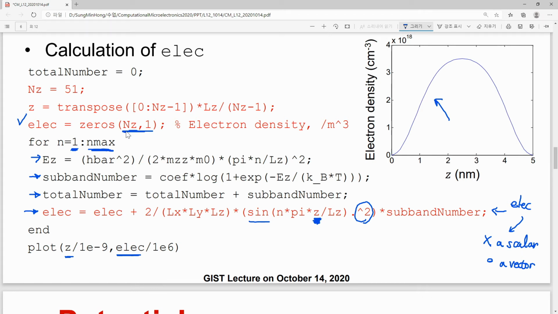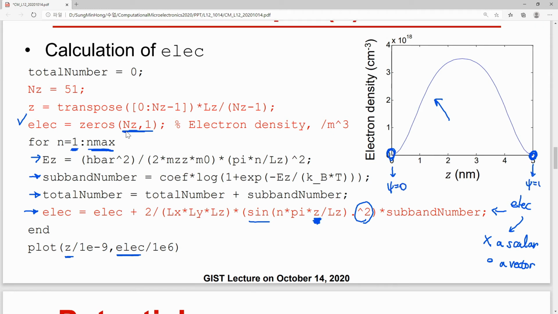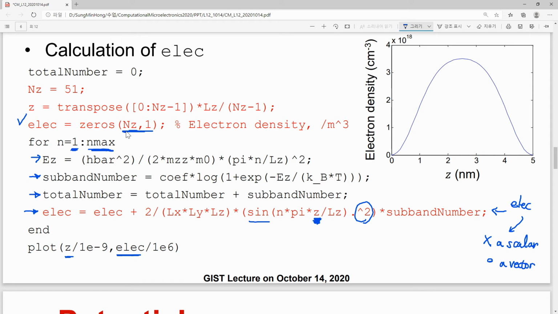Here we have a boundary and another boundary. At these boundaries, due to the assumption of an infinite potential well, the wave function itself vanishes, so its square is also 0. We have no electron density at all at those points, and we have the highest electron density near the center.